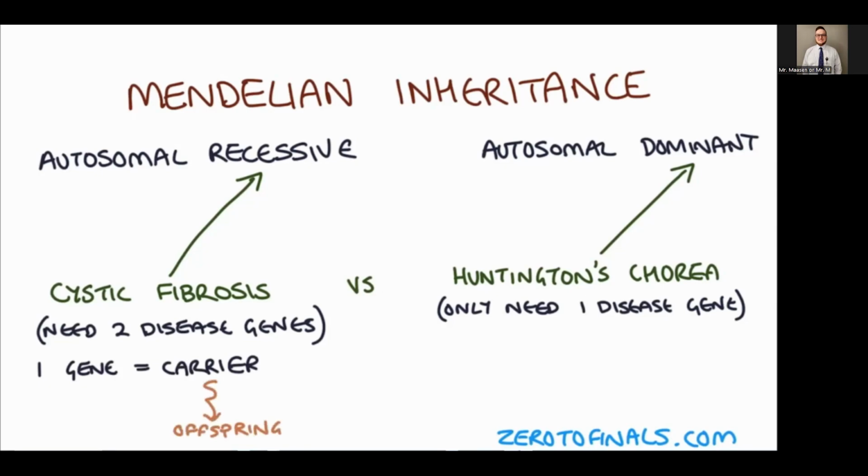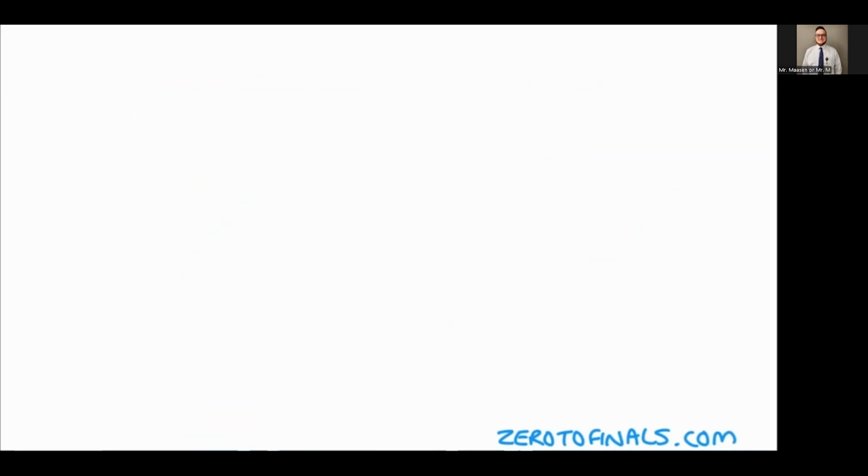So we refer to diseases like cystic fibrosis as autosomal recessive, and diseases like Huntington's as autosomal dominant. So now I'm going to go through how you actually calculate the risk of one of the offspring having an autosomal recessive condition. In order to calculate the risk of passing on an autosomal recessive condition, it's really helpful to draw out an inheritance pathway.